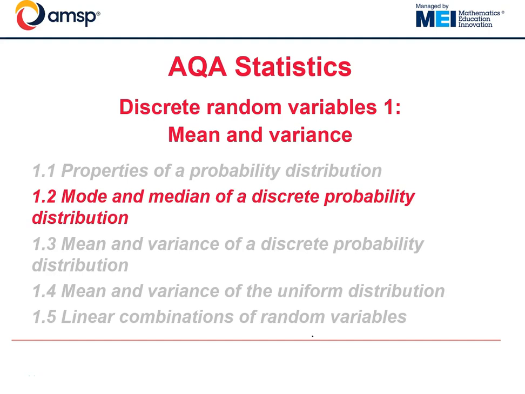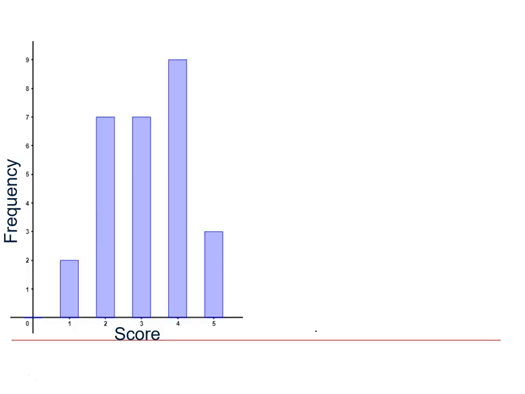Hello and welcome to this AQA Further Math Statistics video, Discrete Random Variables 1, this time looking at the mode and median of a discrete probability distribution. And first of all, let's have a quick reminder of what you should have learnt from GCSE.